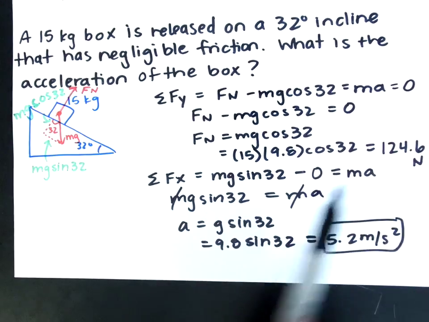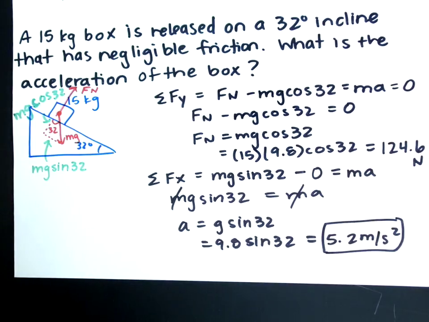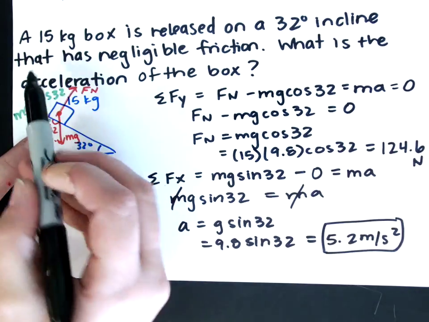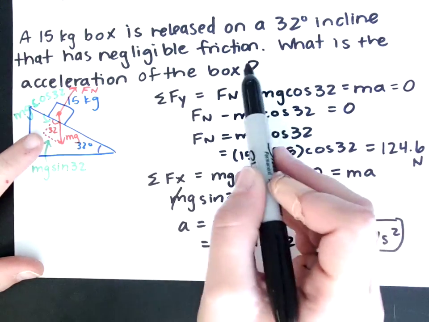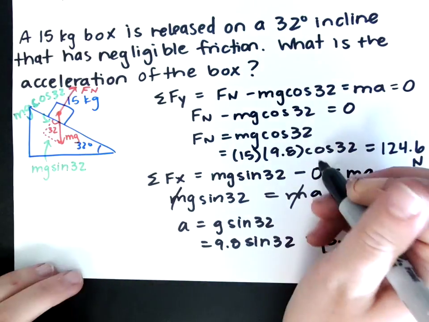When would we have needed F normal? Yeah, so if there's a coefficient of friction, if I actually said, keep in mind friction, the coefficient of friction on the incline is 0.4 or whatever it was, then you would have needed this normal force.